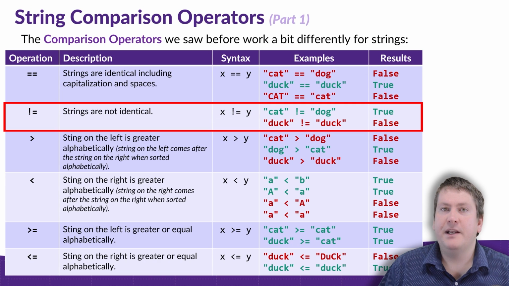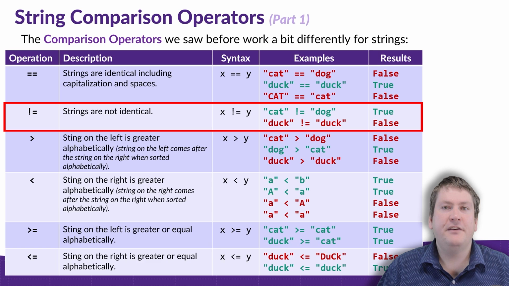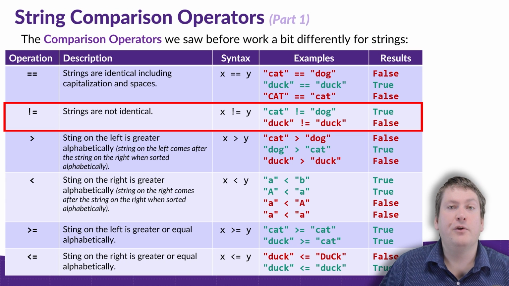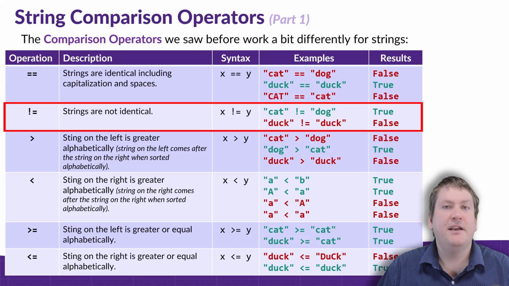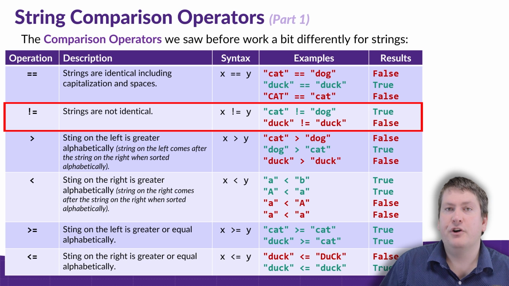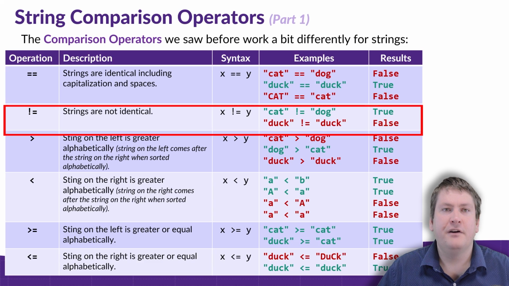Not equals is the same idea, except the opposite. So if the strings are not identical, it's going to return true, like cat not equal to dog is fine, that's going to return true. But something like duck not equal to duck will return false because those are identical. But keep in mind, if the capitalization was different, like if we had duck in all uppercase not equal to duck in all lowercase, that would return true because the strings aren't identical.